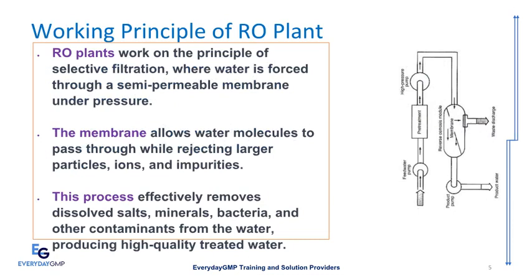Working principle of RO plant. RO plants work on the principle of selective filtration, where water is forced through a semi-permeable membrane under pressure. The membrane allows water molecules to pass through while rejecting larger particles, ions, and impurities. This process effectively removes dissolved salts, minerals, bacteria, and other contaminants from the water, producing high-quality treated water.